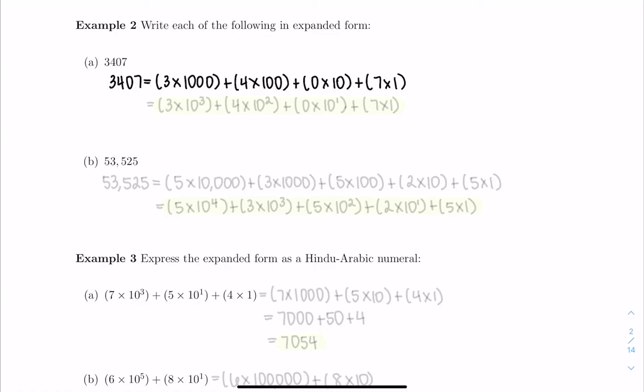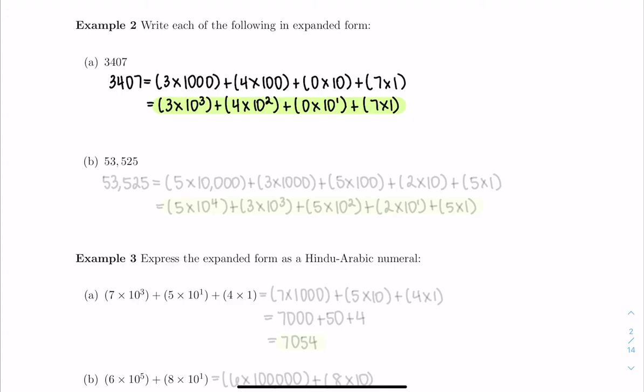Now let's go ahead and rewrite this with powers of 10. We can rewrite 1,000 as 10 cubed. We can rewrite 100 as 10 squared. We can rewrite 10 as just 10 to the first. And 1 is not going to change. So the goal is just to break it apart as much as we possibly can.